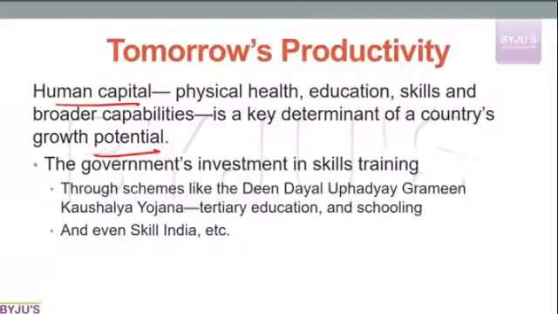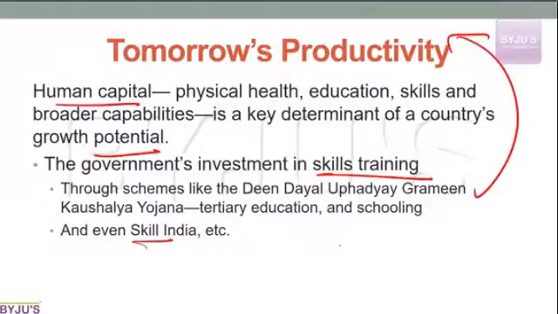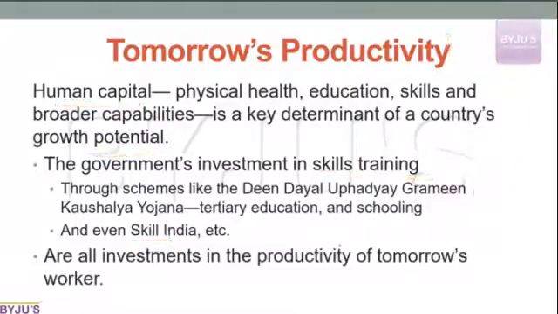So human capital is key for potential growth. So we have to invest in these areas as we discussed. Now government is doing some aspects of it through skills training. Even Skill India, etc. comes into the same productivity discussion. But these are all later life interventions. Please remember that. However, early life interventions are very, very important, because early inequalities become later inequalities.